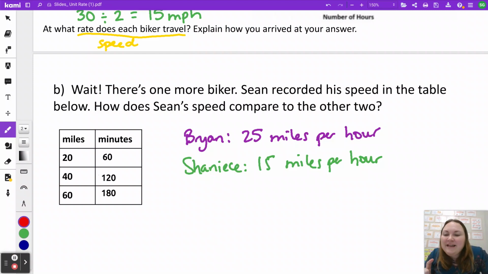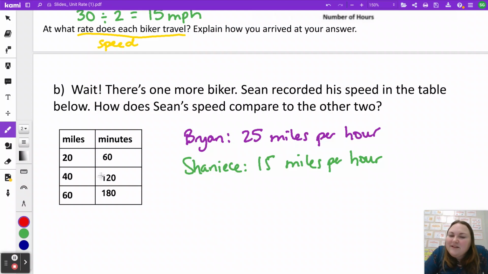So if we want to compare these, first we really need to notice that it's got minutes instead of hours, because if we don't, that's going to mess with our answer. But more importantly, I need to make Sean's information the same as Brian and Shanice's, which means I want to compare Sean with them. I don't want to be thinking about minutes. I want to think about hours.